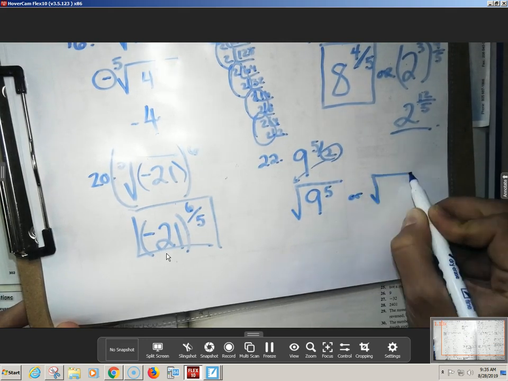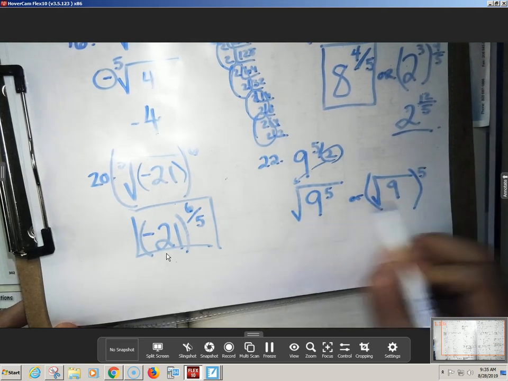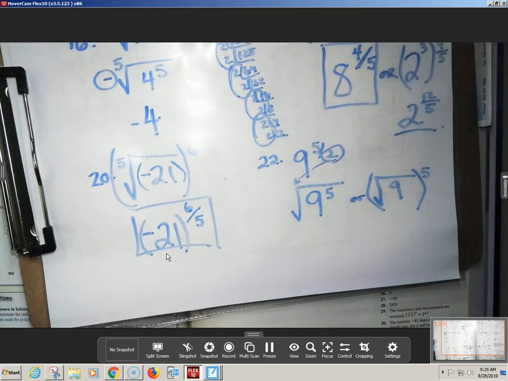Or you could have also done the square root of 9 to the 5th power. Both of these are correct. Both of them are fine. I don't mind either one. Yeah, Kayla. No, you would get credit. I would probably just write a little note, like it's understood, you don't need it, but that's okay. I know that you know what's going on.